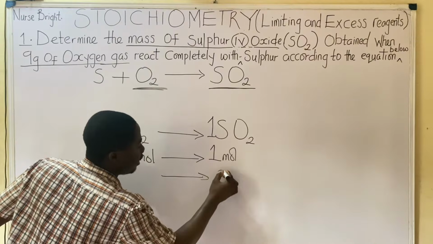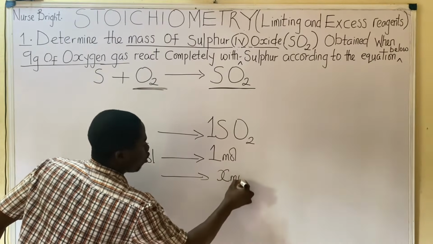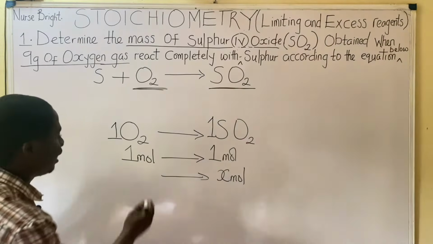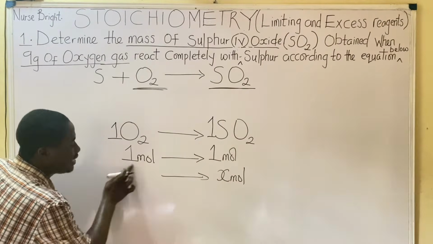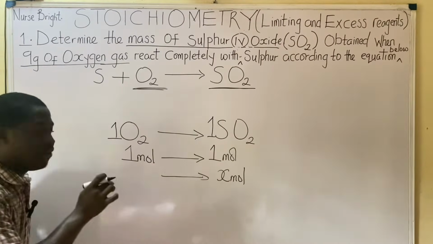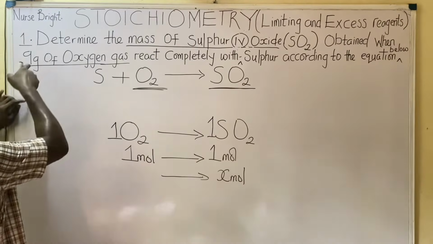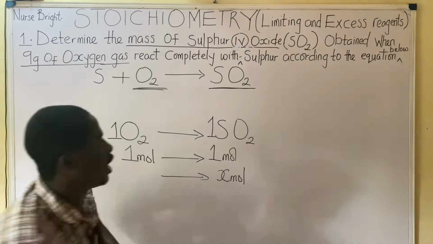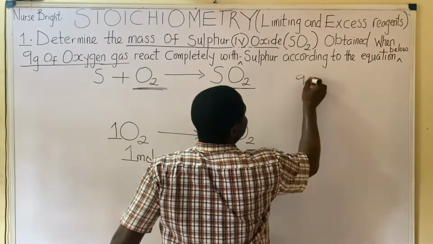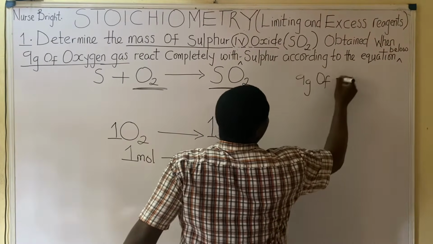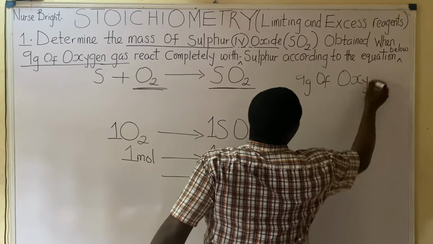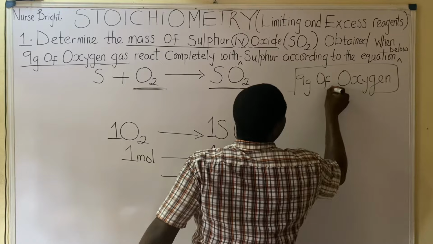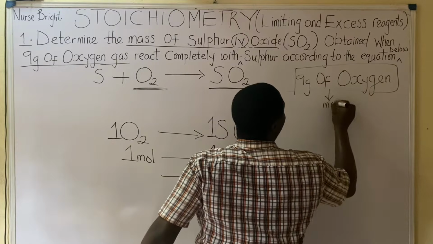So here will now be X moles of SO2. Okay, X moles of SO2. So what are we writing here? There should be a value here. The value that should be here is the number they gave us for the element, which is oxygen. And what was it? It was 9 grams of oxygen. So simple conversion. What are we trying to do now? We are trying to convert 9 grams of oxygen to moles.